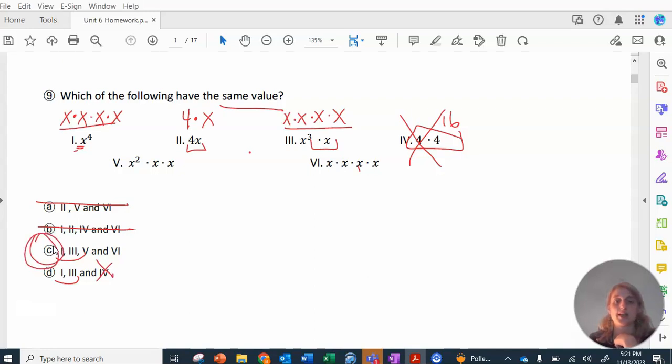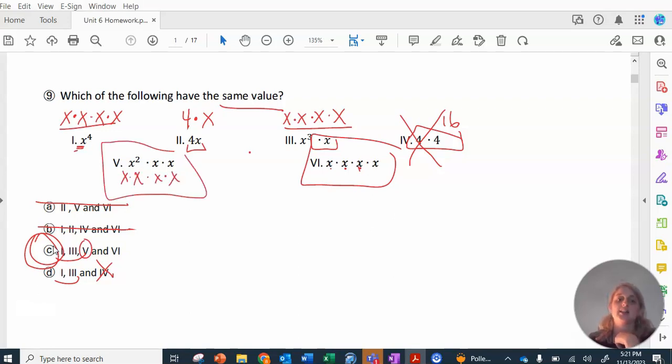Let's just double check. VI is x times x times x times x. Yeah. Oh, but wait. It also says V. Do we agree? X squared means x times x times x times x. Uh-huh. So it's VI, V, I, and I. Those are the ones that are equivalent.